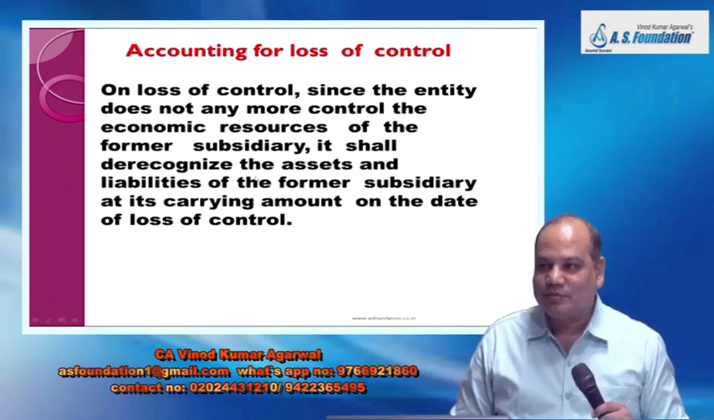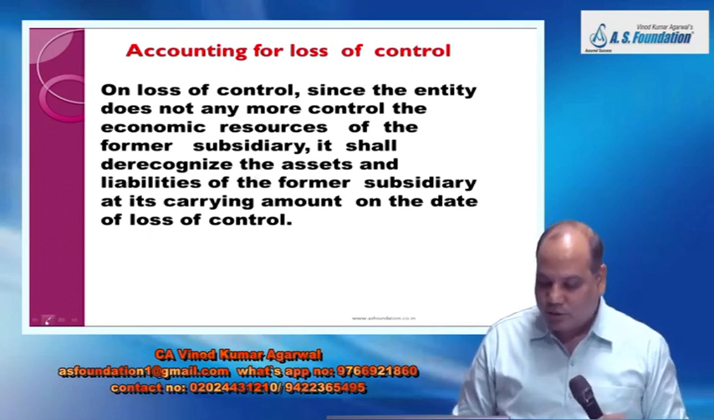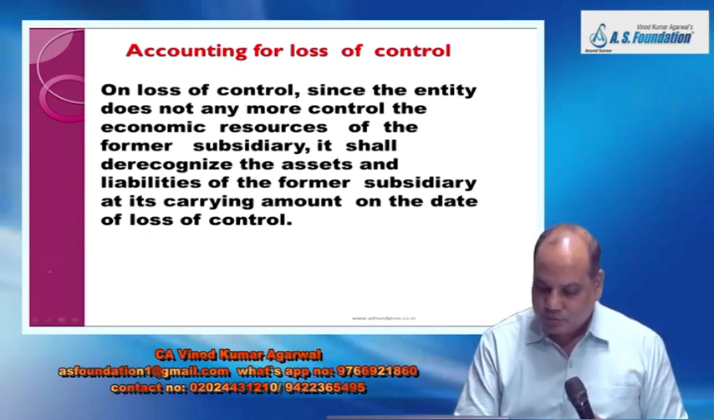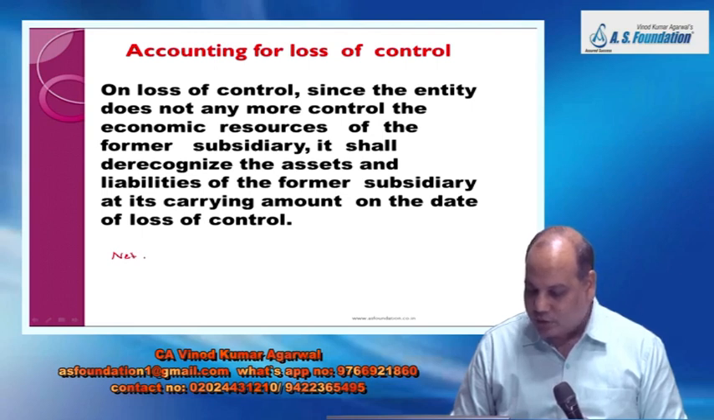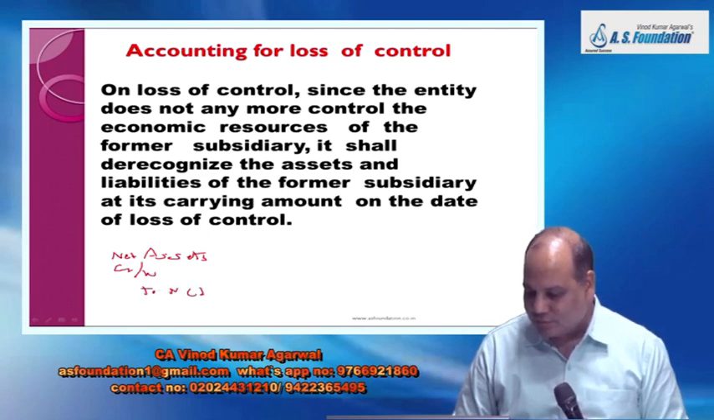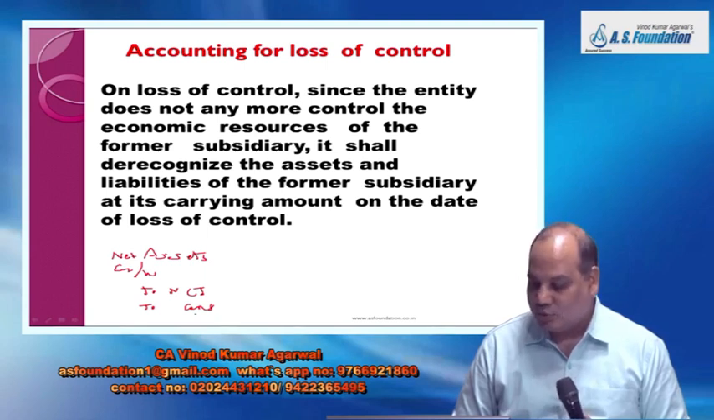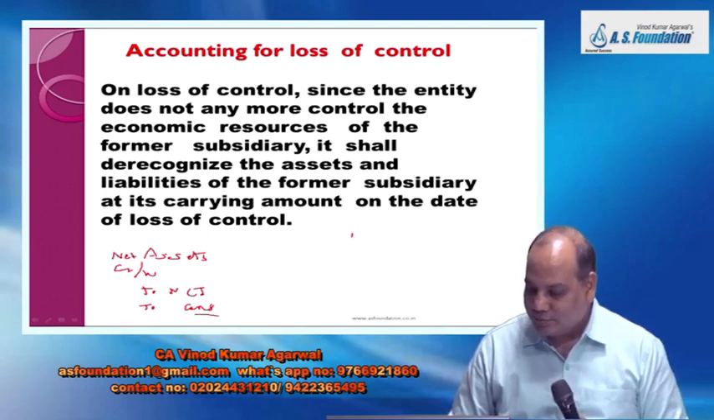Reverse of consolidation. When we consolidate, what entry do we pass? Consolidation entry on day one we had discussed. You will write net asset account debit of subsidiary. Then goodwill account debit. Then to NCI and to consideration. Now de-recognize. So you will receive money, bank account debit.